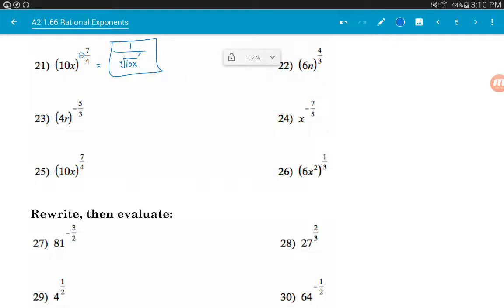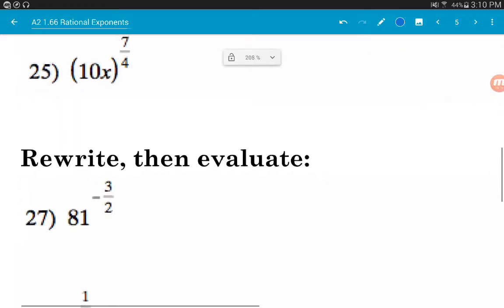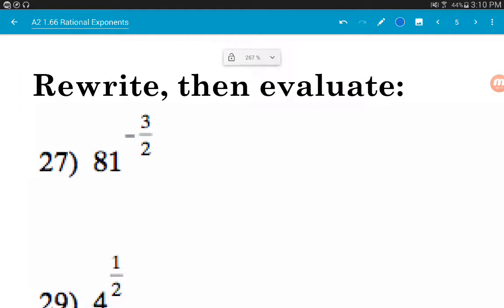Lastly, the homework section was asking you to rewrite and then evaluate, so we did some of these examples in class. I'll just do 2 of them. I want to rewrite it in radical form. So 81 underneath the square root, which doesn't actually need to have a 2 written here. It can be implied. Raised to the 3rd power. And then the negative sign puts the whole thing under a 1.